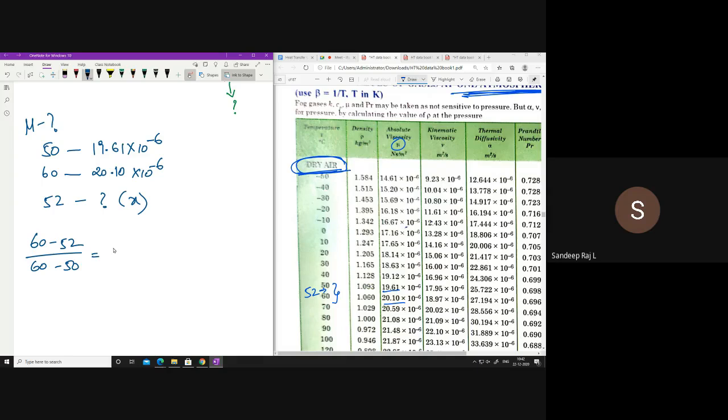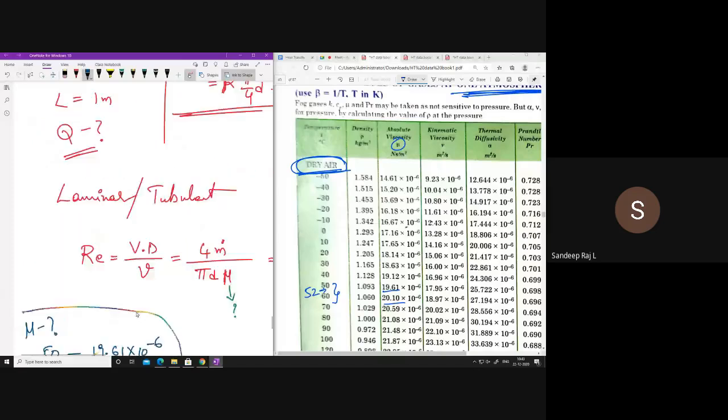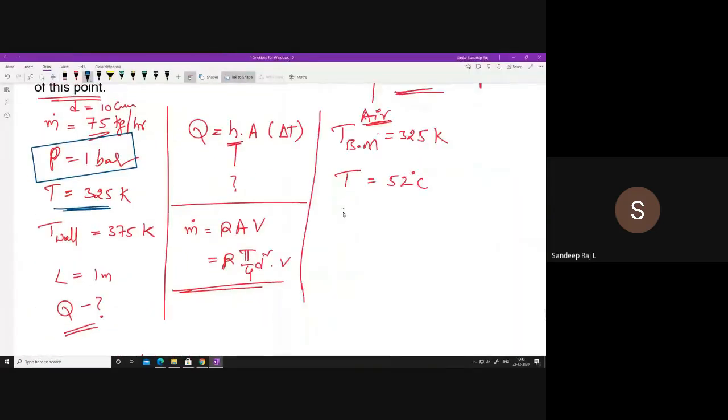Okay, 19.7, let me complete this. 19.708 into 10 to the power of minus 6. This is your rough work. I'm showing it with a different color. Understand? Right. So the mu value is 19.708 into 10 to the power of minus 6.